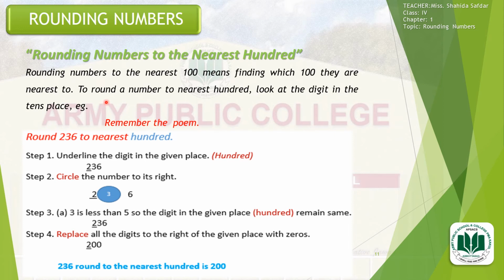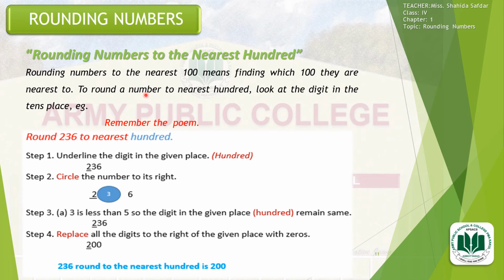I am giving you an example here. For example, if you are asked what are the two values of 100 for the number 171? Can you tell me? Yes, there are two values for 171. The one value is 100 and the second value is 200. That is, the higher value of 100 is 200 and the lower value of 100 is 100 for the number 171.